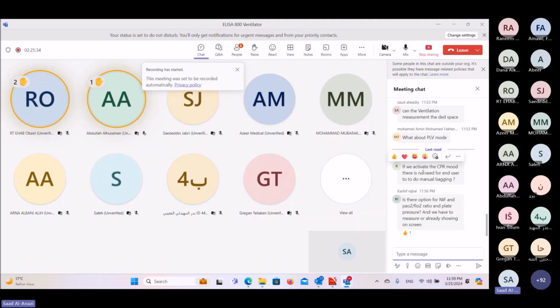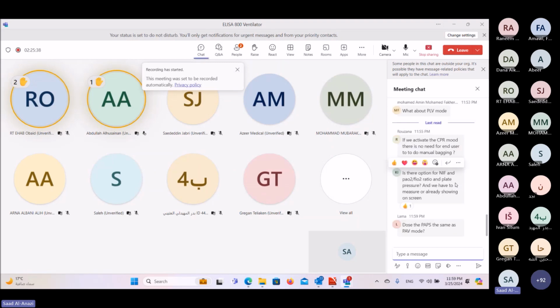If we activate the CPR mode, there is no need for the end user to do the manual breath. You just need to select the desired pressures and check the minute ventilation. If it's okay, then there's no need for the end user to do the manual breath.